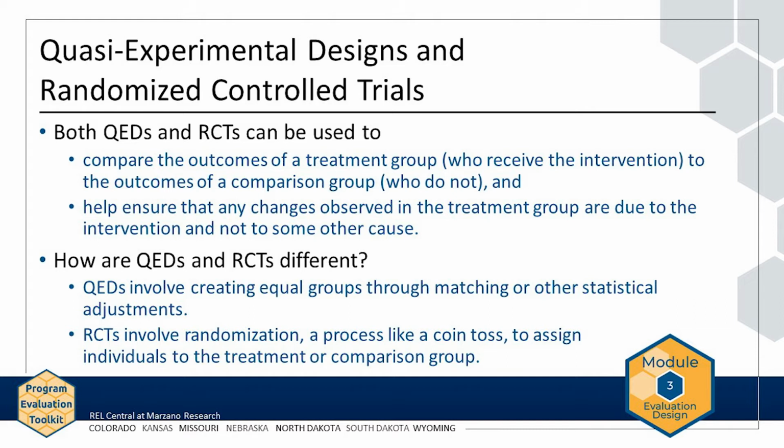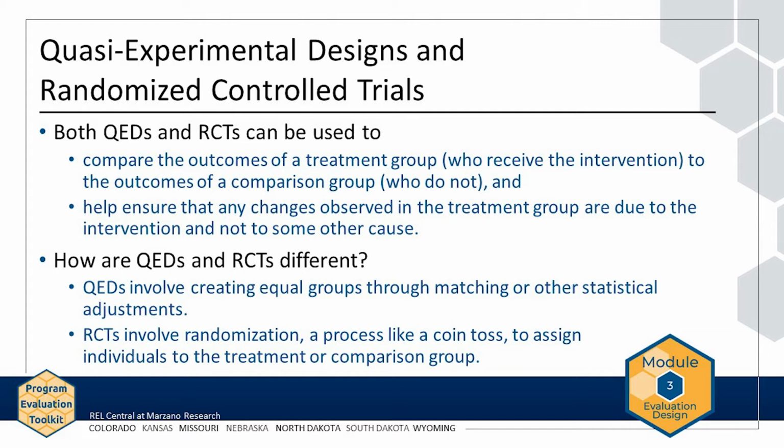RCTs involve randomization, a process like a coin toss, to assign individuals to the treatment or comparison group. Using this process virtually ensures that there are no systematic differences between individuals in the treatment and comparison groups. Because of this, RCTs are often referred to as the gold standard for evaluation and are typically held to offer the highest quality evidence of effectiveness of a program.